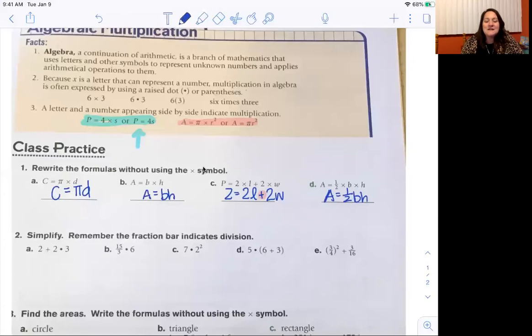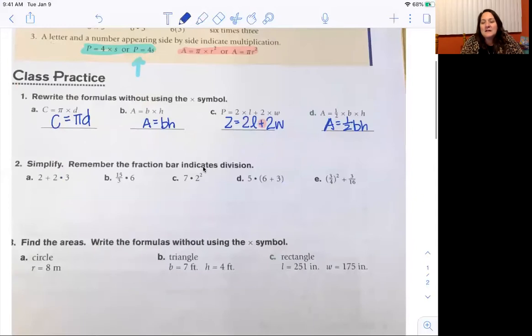So number two says simplify. Remember the fraction bar indicates division. What I want you to do is this. Pause right now. Go to Google Classroom. Find the PEMDAS video that I put into Google Classroom. I played it for you yesterday. Today I'm putting it into Google Classroom for you to play. And I want you guys to play that video. Yes, it's silly. Yes, it's kind of cheesy. But guess what? It is totally going to help you remember how to do PEMDAS in the order of operations. So hopefully you press pause and you're back.